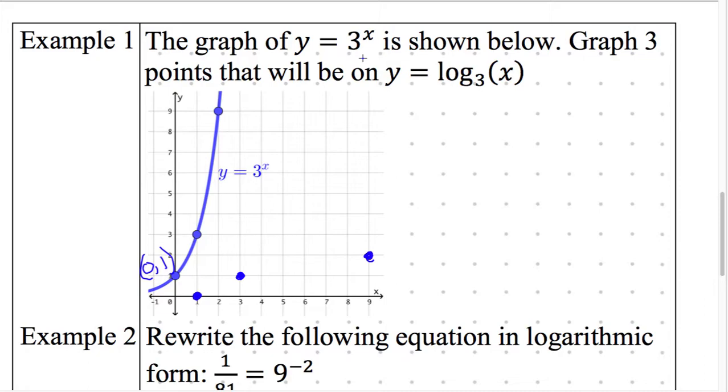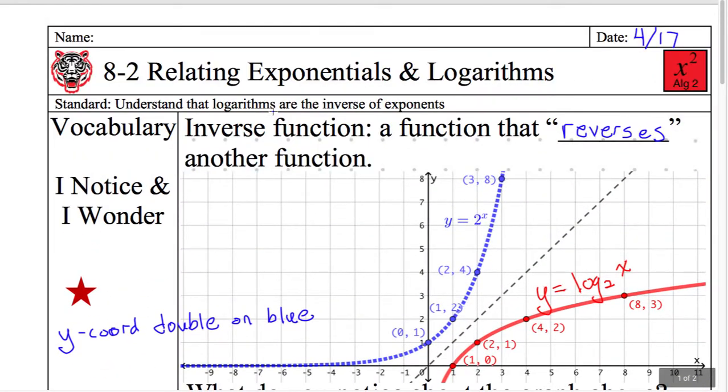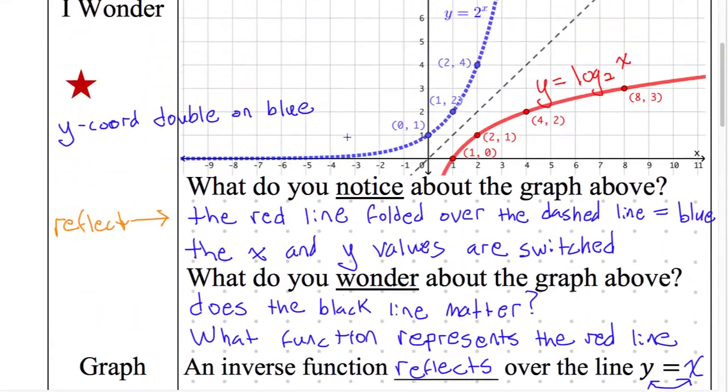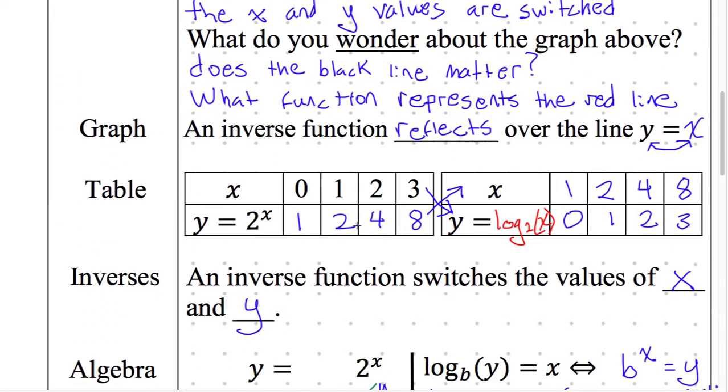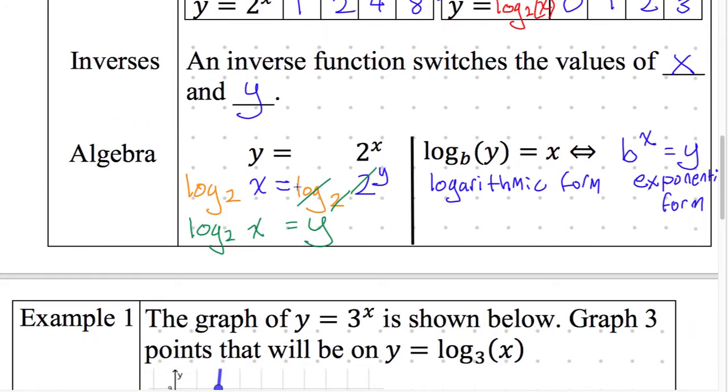Again, I'm always coming back to our standard because that's how I'm trying to format this whole unit. Our lesson today is trying to understand that logarithms are the inverse of exponents. We know a lot more formally now why they're inverses. Graphically, they're inverses because you're reflecting. Tabularly, they're inverses because you're switching the x's and the y's. Algebraically, they're inverses again because you're switching the x's and the y's and you're solving.